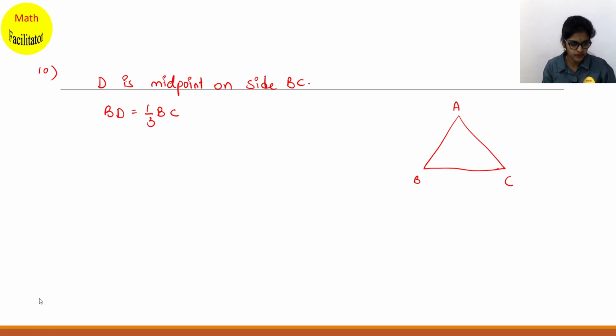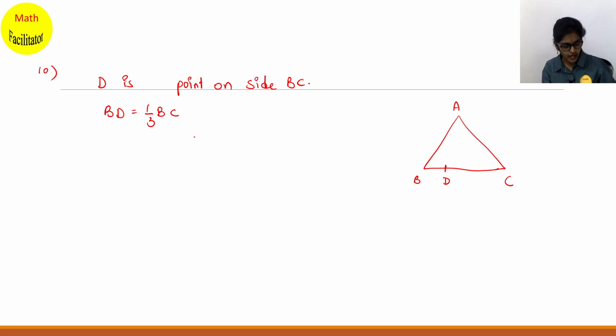Read the question properly. I had read it as midpoint, but it is not actually a midpoint, it is a point. Please refer to the textbooks once again. In an equilateral triangle ABC, D is a point on side BC. Somewhere you have this point D, and BD is equal to 1/3 BC.